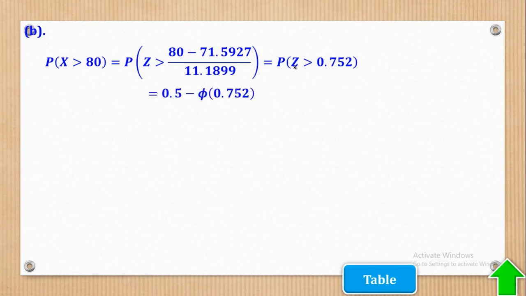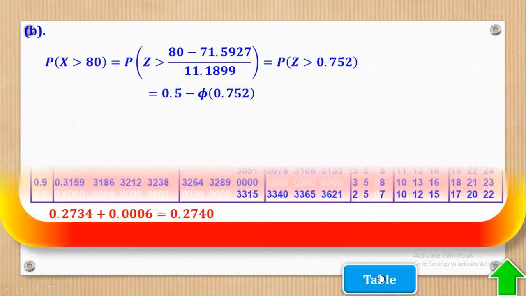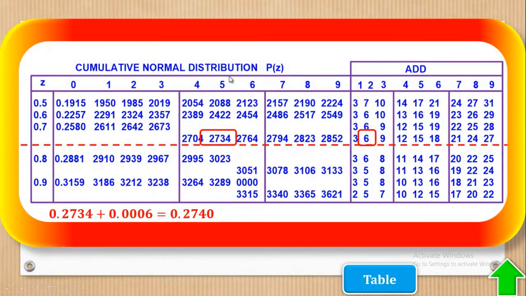The next is to express in terms of phi to become 0.5 minus phi 0.752. Then from there we shall get the value of phi 0.752 from our table. So 0.75 is here. So this is the value for 0.75, which is there. But remember it was 0.752, so you have to go to this third decimal place and look for 2 until 6. So to 4 decimal places it will become 0.0006. So I believe you know how this one comes about.